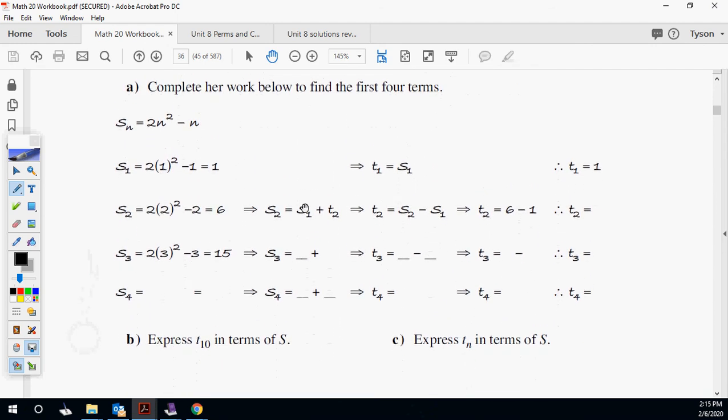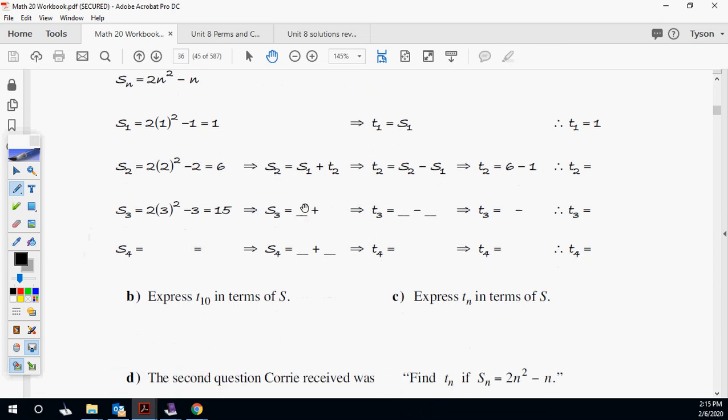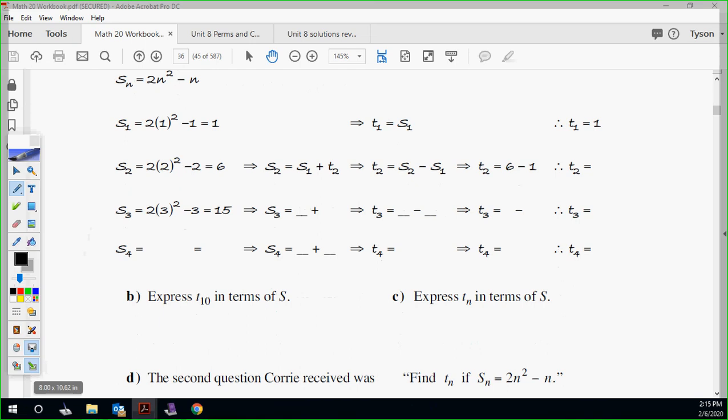What they're saying is complete the work for the following terms. They're telling you the series is represented by this function. It's a unique situation where this series is a very specific function in terms of how it's growing. For example, for series 1, if I plug 1 in for n, I get 2 times 1 squared, which is 2, and 2 minus 1 is 1. If we just had a pattern of 4, that's term 1, so S1 is 4. The first thing to understand is that term 1 equals S1, which makes sense because you're not adding anything to it. It's just one term.